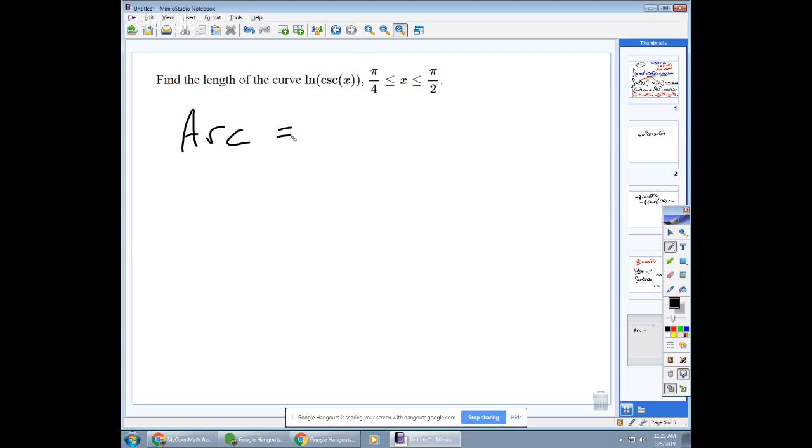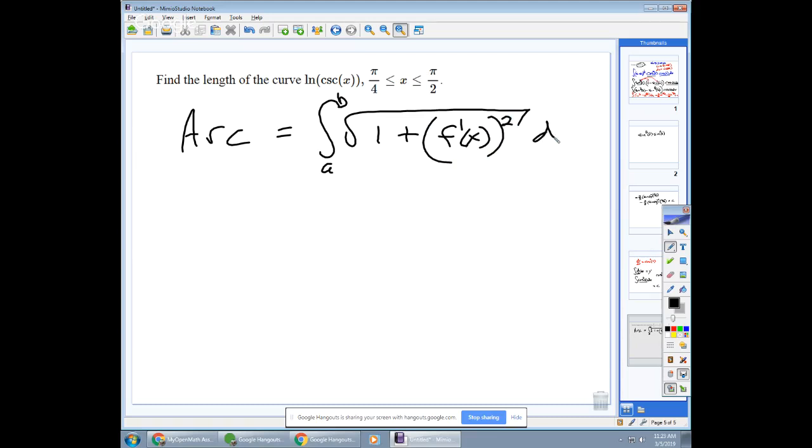Remember, that's just the fancy Pythagorean theorem for calculus. So it's the integral from wherever you start to finish of the square root of 1 plus your function's derivative squared with respect to x. So we have to take the derivative of the natural log of the cosecant of x.